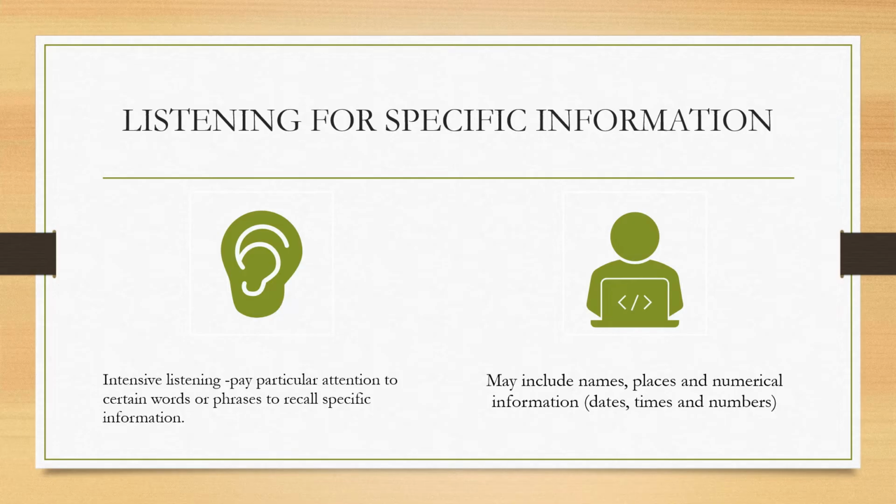Meanwhile, when you listen for specific information, what you are actually doing is intensive listening, where you have to pay particular attention to certain words or phrases to recall specific information. And these specific information may include names, places, as well as numerical information, which would include dates, times, and numbers.